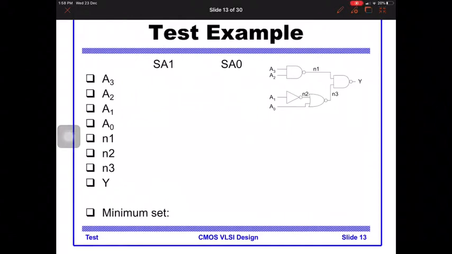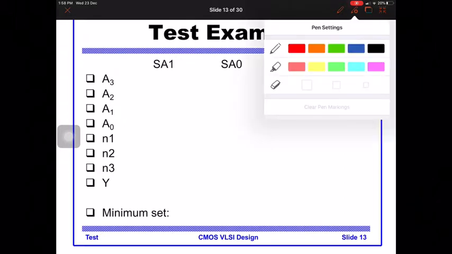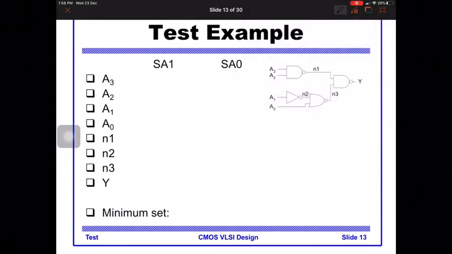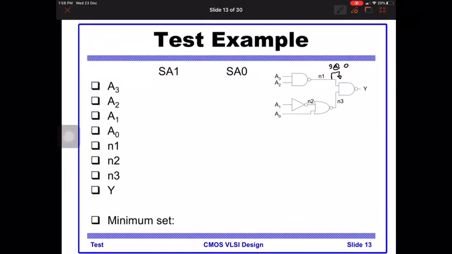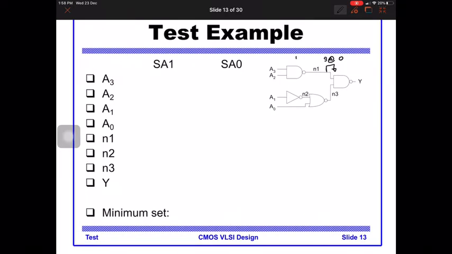Let's see here. We want to do the example in a more complex circuit, and here we want to set N1 that is stuck at 0, so this is connected to ground, right? So you know that if N1 is stuck at 0, we have to apply the opposite here in order to check at this specific node. So we want to apply N1 equals to 1, right? So how do we get N1 equals to 1?